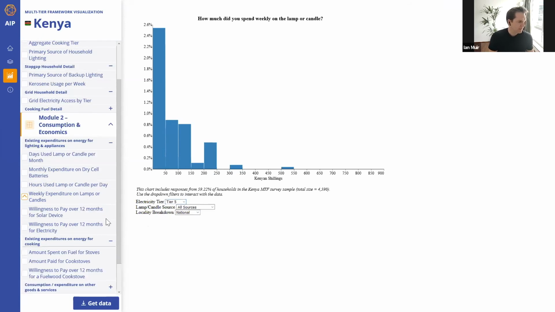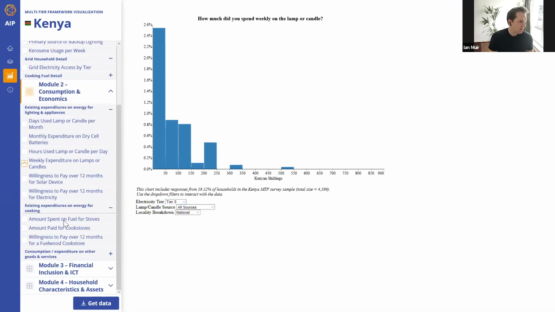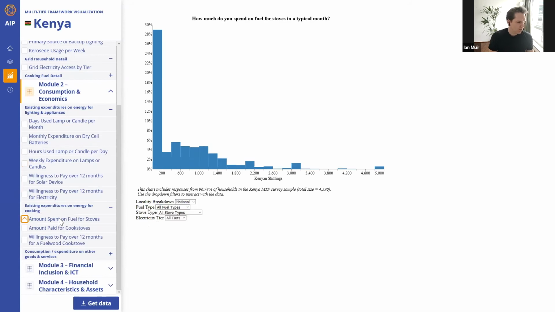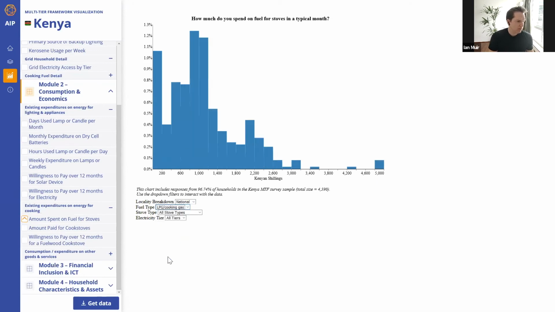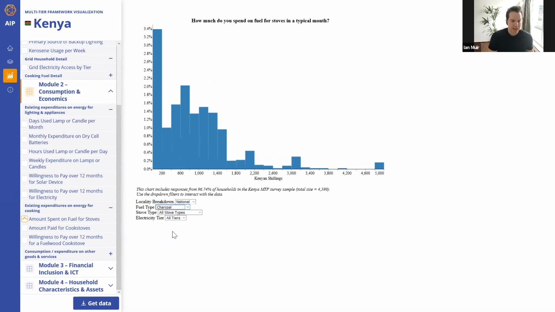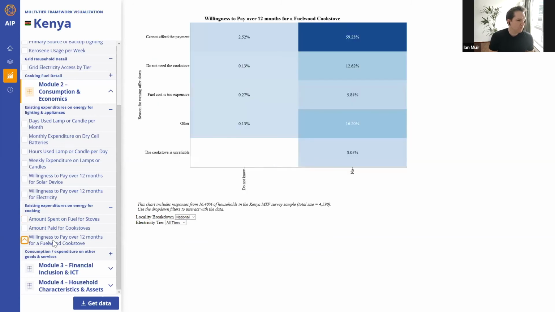We simply have expenditures on cooking related elements, so on fuel for stoves and how that breaks down. If you're wanting to understand how much people are spending on LPG versus how much they're spending on, say, charcoal, a really interesting ongoing question is the affordability of LPG vis-a-vis charcoal and the potential to transition those types of users over.